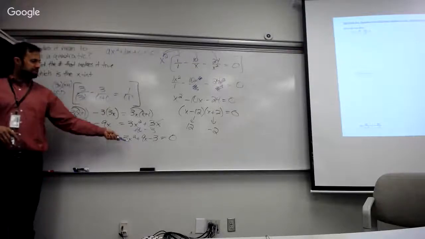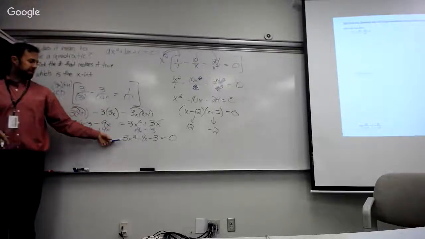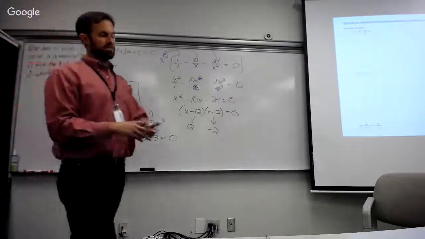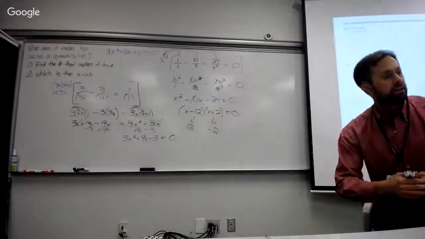At this point, you would just solve that using all the methods that we've talked about. You might factor out a 3 first, and then you might do the quadratic formula. You might try to factor it. You might do completing the square. You can do it however you like.